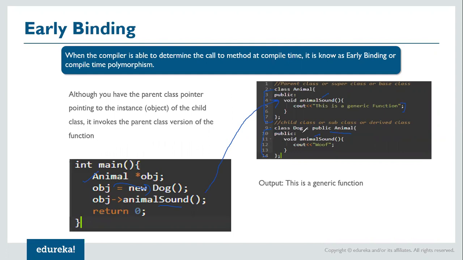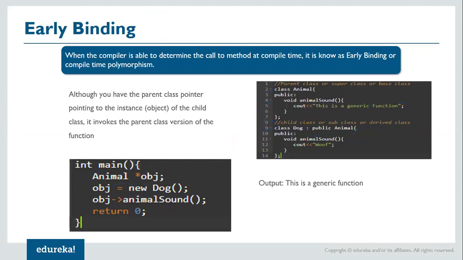So this is early binding. Early binding means that during the compilation of the code, the compiler is aware whether it is going to call this method or this method. In this case, it will call the parent method, and this is determined at compile time itself. So this is known as early binding.